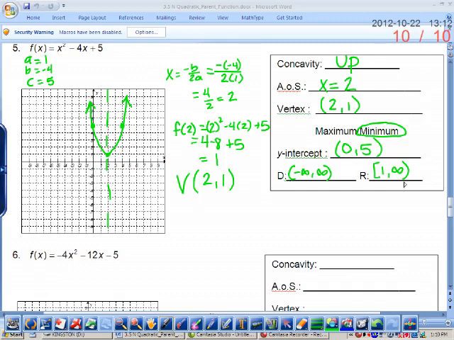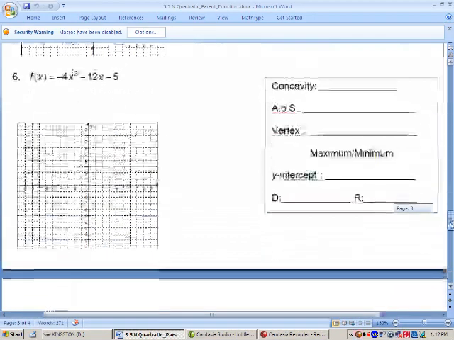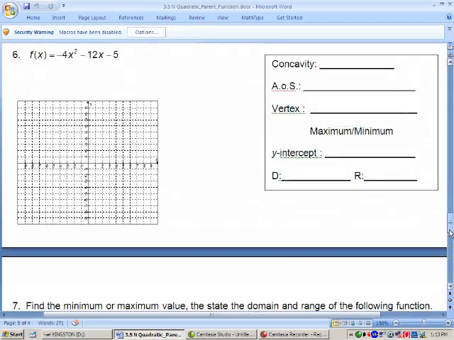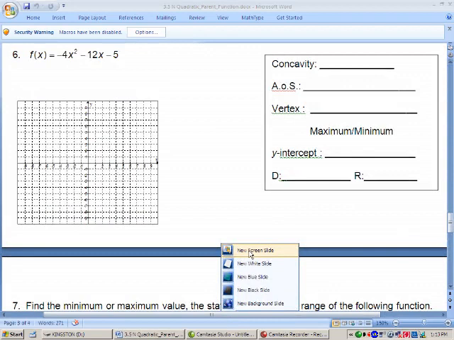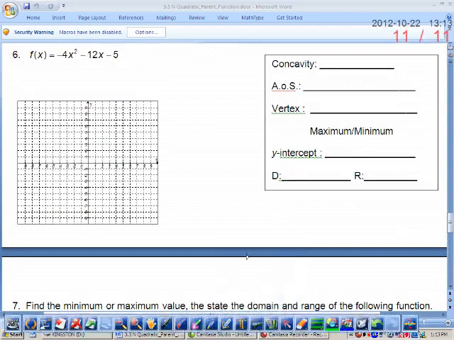Okay, let's look at 6. Fill in the easy stuff, then start trying to find your vertex. Go ahead and give it a shot.